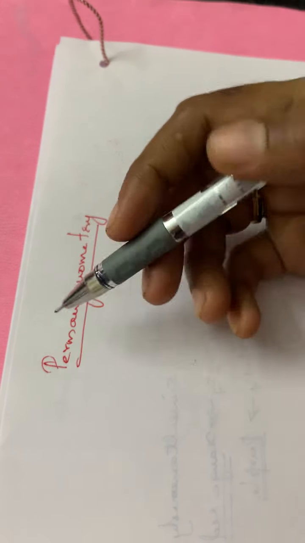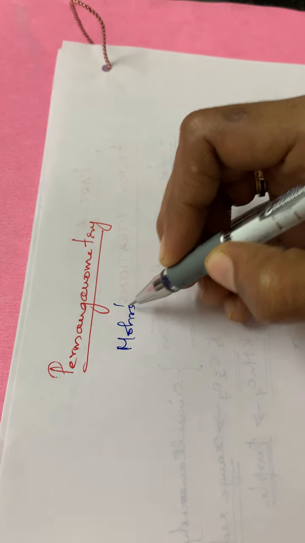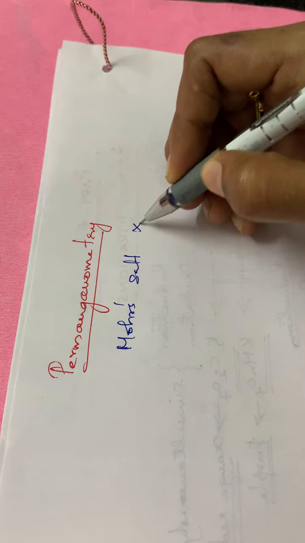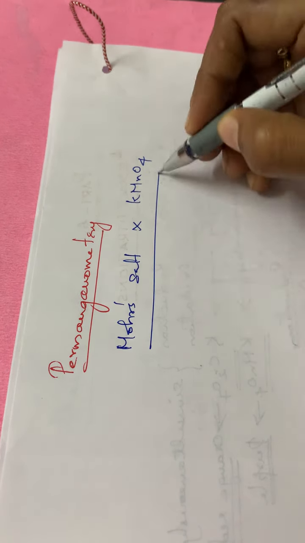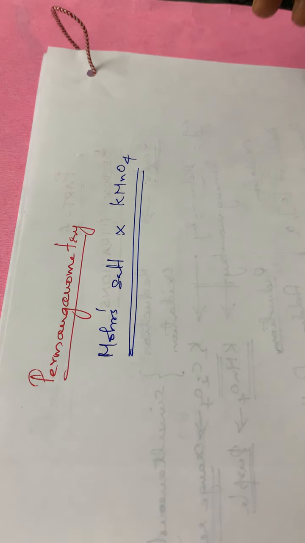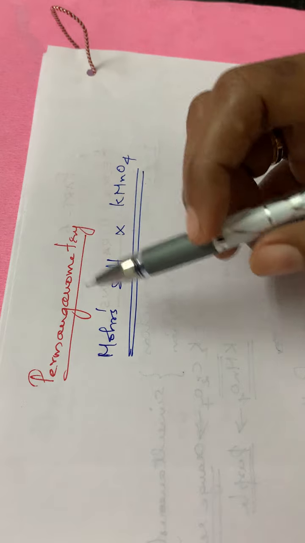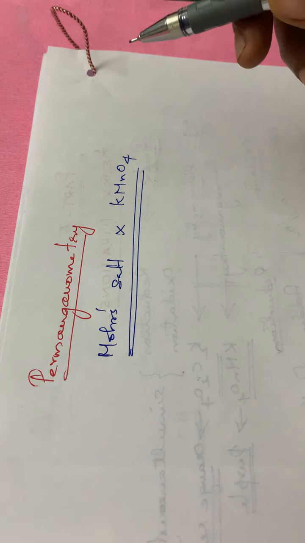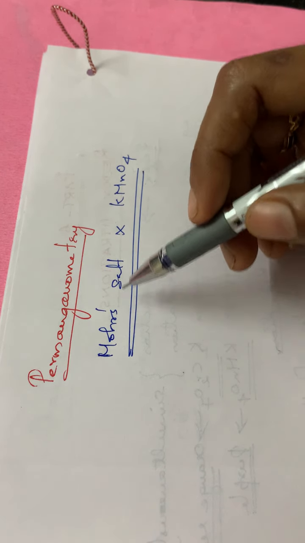Permanganometry. Permanganometry means the titration reaction will be between Mohr's salt against potassium permanganate, KMnO4. This is the main reaction that we are doing in permanganometry. In your S5, you have to do these practicals, all these volumetric titrations, then permanganometry as well as dichrometry. So in this permanganometry, we will be using Mohr's salt.